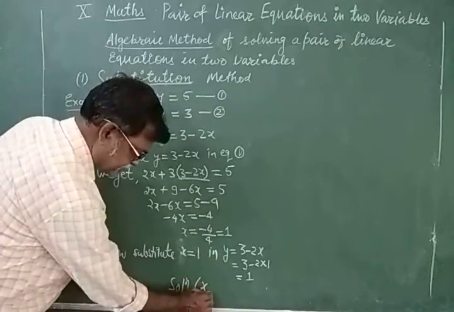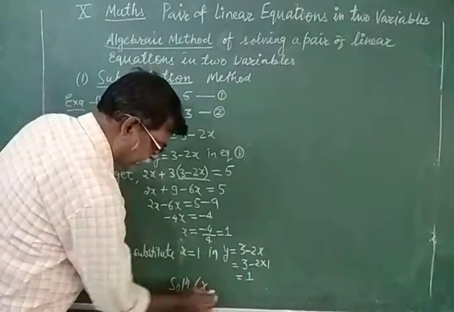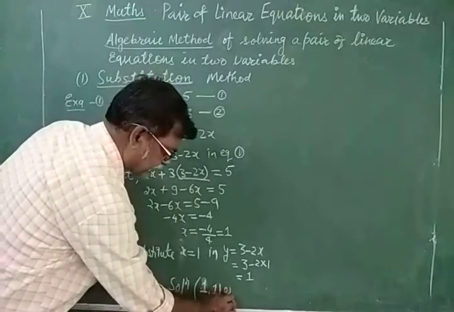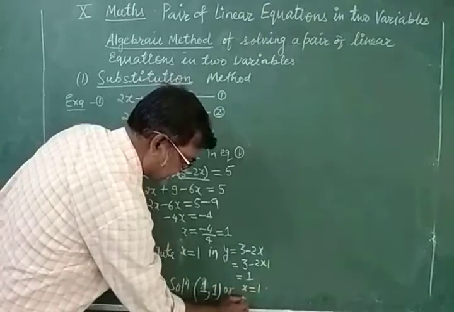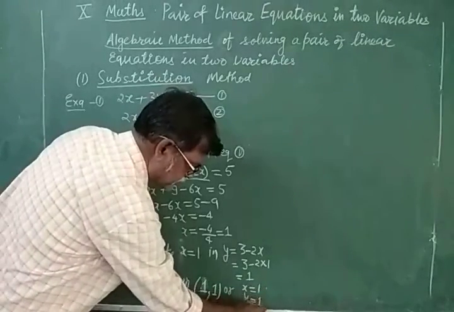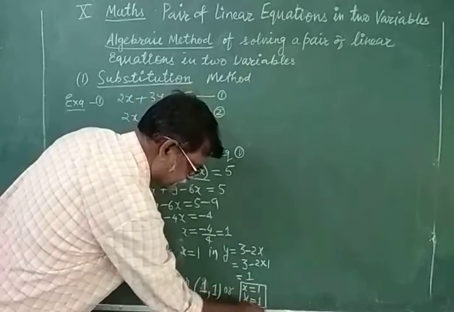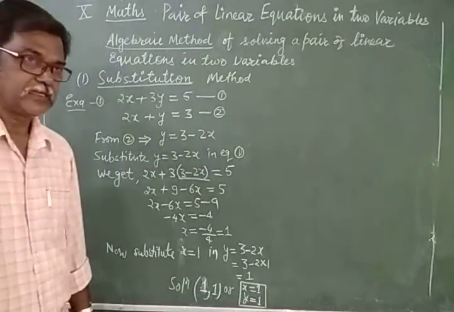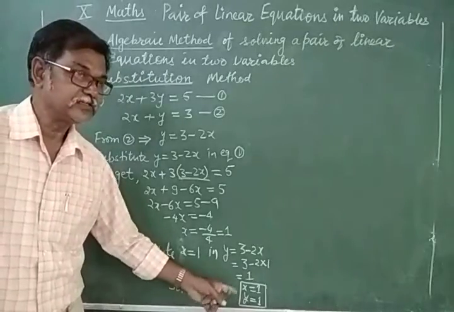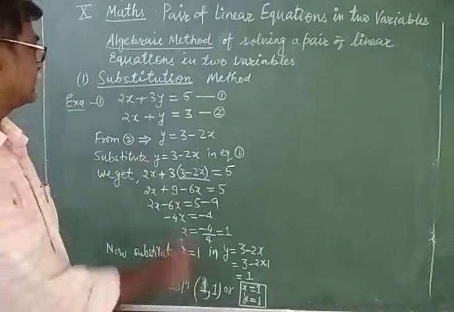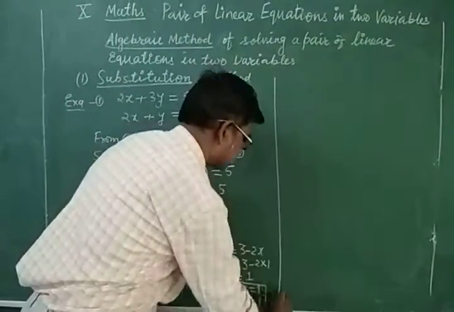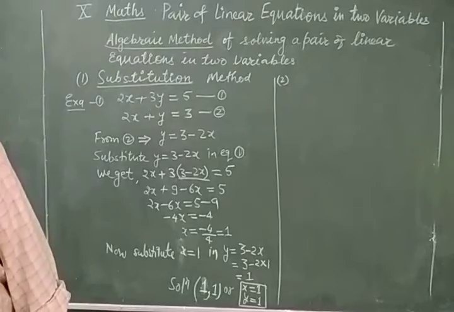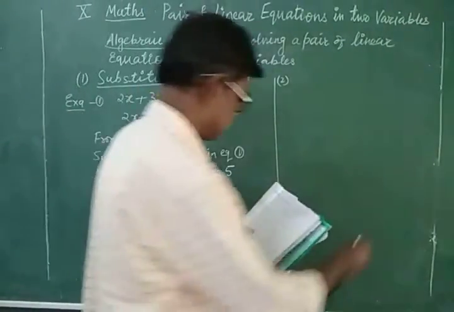The x coordinate and then the y coordinate. So 1 and 1. Or you can write x is equal to 1 and y is equal to 1 like this also. Any method you can use, but at last you have to write the solution. This is one example. Now come to the second example from your book.